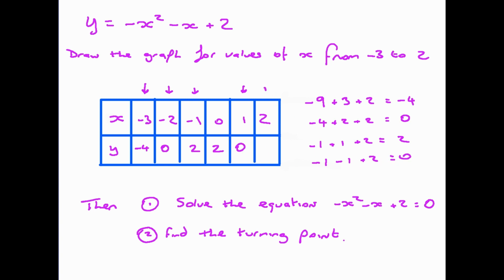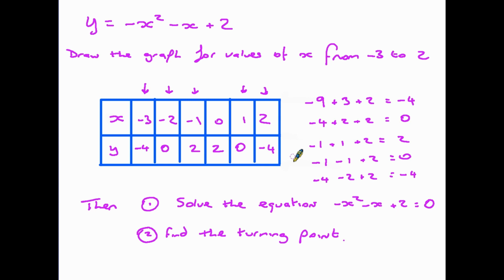The last one then, 2. 2 squared is 4, so we have minus 4. Take away x, so take away 2, and then add 2. So minus 4 plus 2 minus 2, we are still at minus 4. Not so simple this time around. Have a look at the step-by-step box if you think that might make things easier for you.